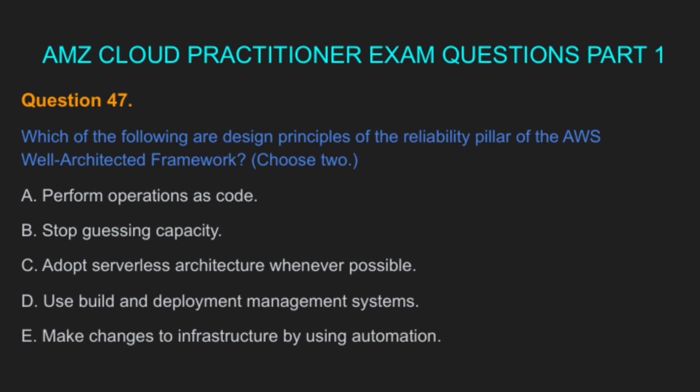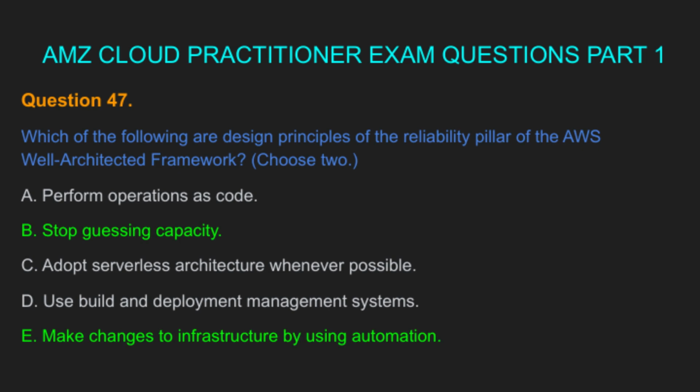Question 47. Which of the following are design principles of the reliability pillar of the AWS Well-Architected Framework? Choose 2. A. Perform operations as code. B. Stop guessing capacity. C. Adopt serverless architecture whenever possible. D. Use build and deployment management systems. E. Make changes to infrastructure by using automation. The answer is B and E.